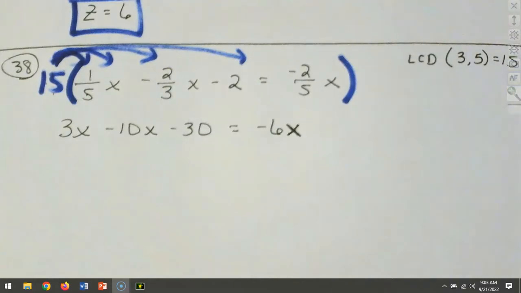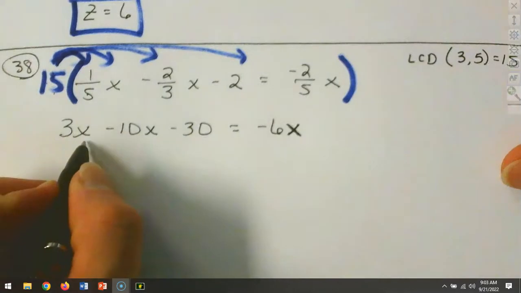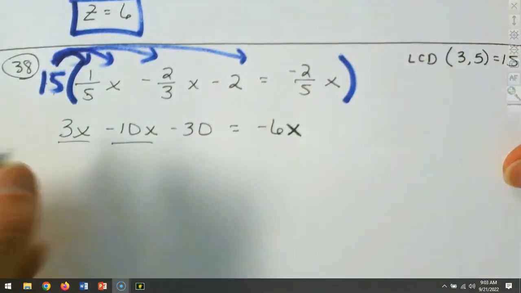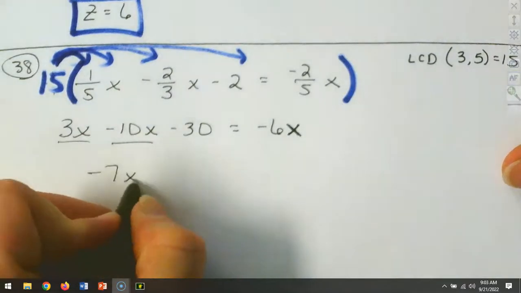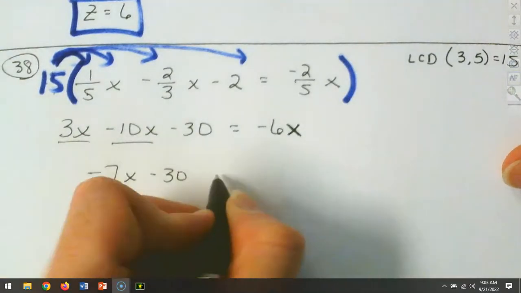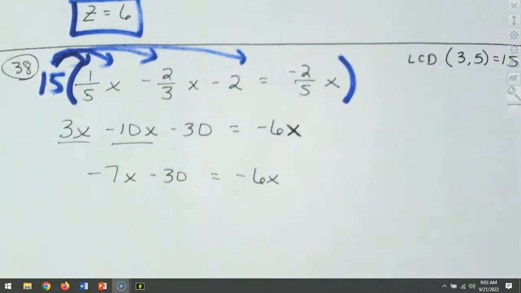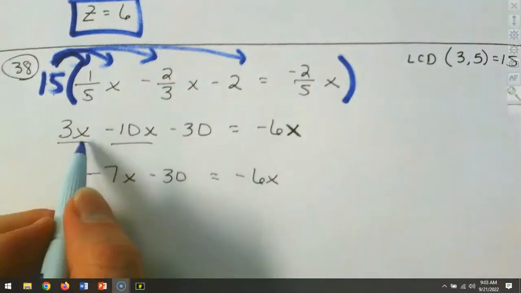Okay, now, let's combine some terms together and see what we are working with. Well, we have a 3x and a negative 10x. Those can go together. And that makes it a minus 7x and a minus 30. And that equals that minus 6x there. Okay, because those can go together.